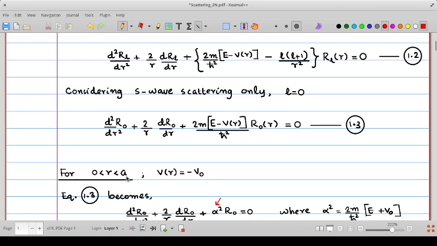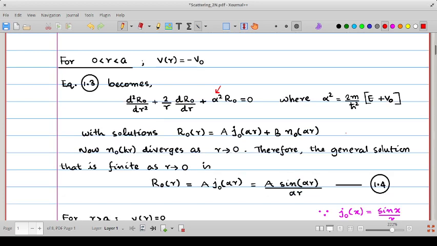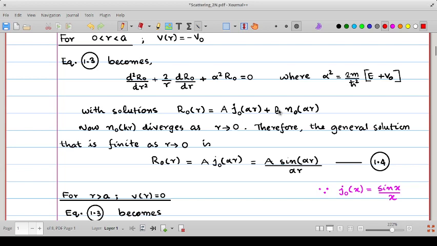Now r is between 0 and a, and therefore this solution should be applicable in that region, including r equal to 0. As we have already seen in the earlier lecture, the spherical Neumann function diverges at r equal to 0. Therefore, we have to take B equal to 0 if we want a solution that is regular, or finite, at r equal to 0. So the solution will be A times j0(alpha r), setting B equal to 0. Now j0(x) is sin x by x, and therefore R0(r) equals A times sin(alpha r) by alpha r.